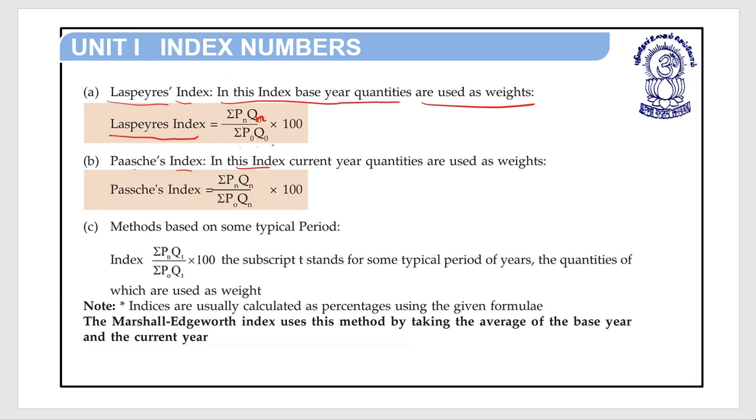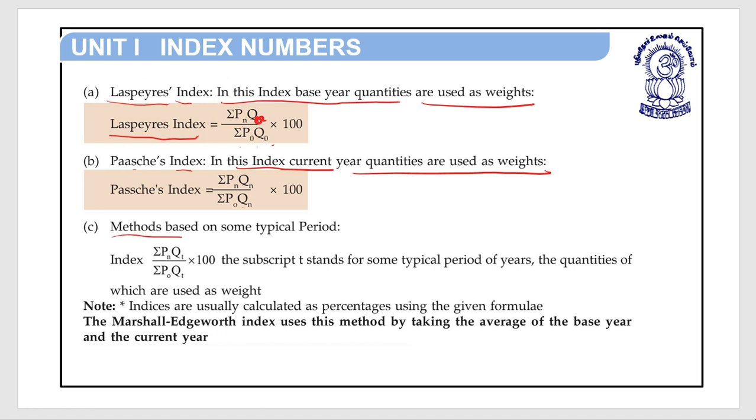Paasche's index. In this index, current year quantities are used as weights. So the formula is sigma P_n Q_n upon sigma P_0 Q_n into 100.